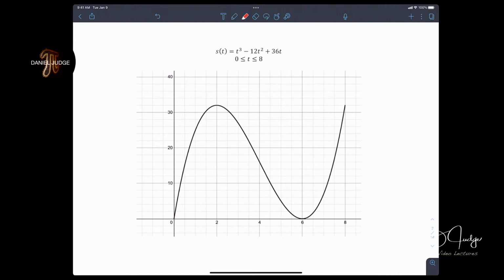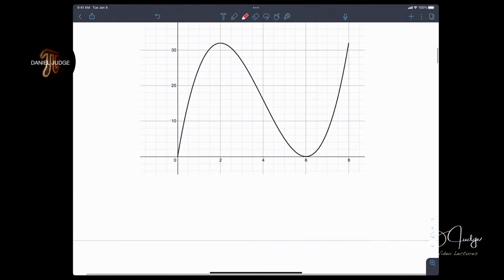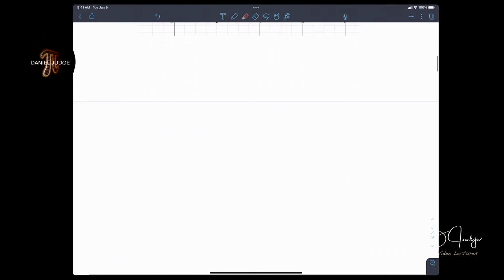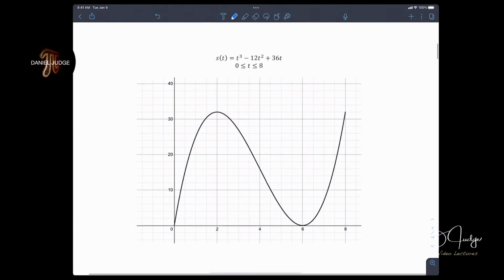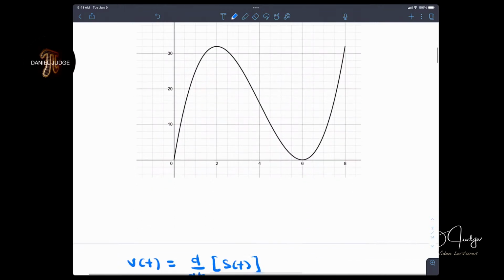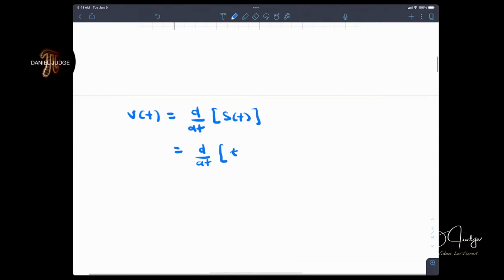We need to start with that position function, because to get the velocity function, right, the velocity function is the derivative of the position function. So we have to differentiate the position function of t cubed minus 12t squared plus 36t.